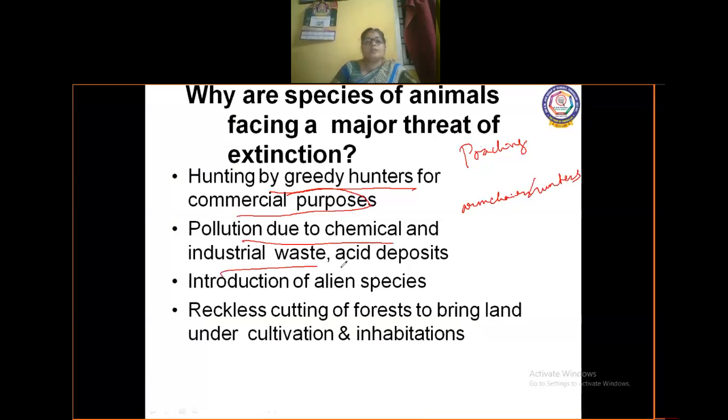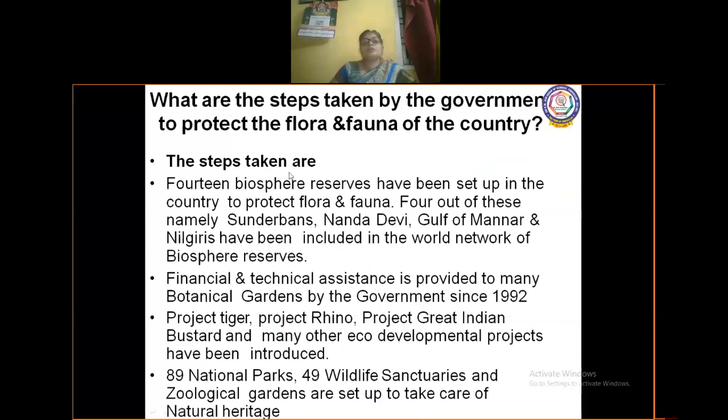Pollution due to chemical and industrial waste is also affecting these animals. And alien species that are introduced into our country from abroad are also not helping these animals. Reckless cutting of forests to bring land under cultivation, so it is deforestation, is the reason the animals are becoming extinct.